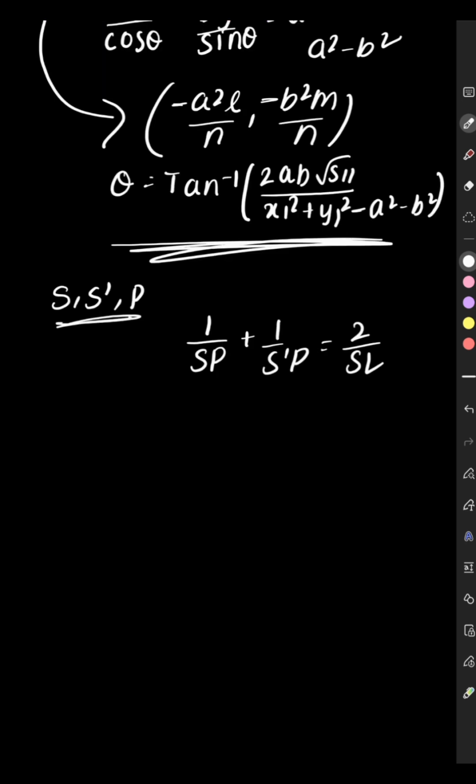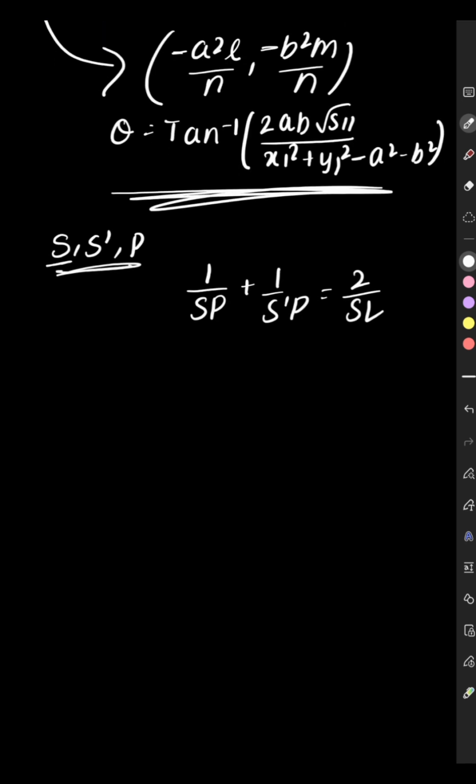Another point that I wanted to discuss was, let's assume S is one of the foci, S dash is the other foci, and P is a random point on the parabola or ellipse. Then 1 by SP plus 1 by S dash P is going to be equal to 2 by SL, where SL is the length of semi-latus rectum.